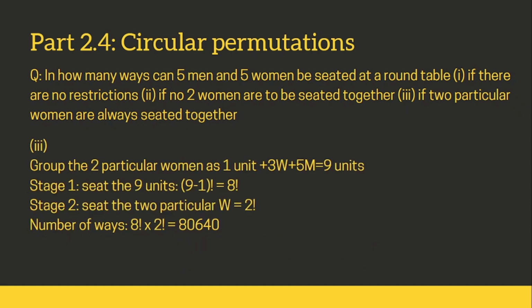Then in part 3, we want 2 women to always be seated together, and these 2 women are particular. So for this part, we try and group the 2 particular women as 1 unit, plus the 3 remaining women and the 5 men. So there will be 9 units in total. We arrange the 9 units, so we get 8 factorial. Stage 2 is we seat the 2 particular women, so 2 factorial. So in this case, the number of ways is just 8 factorial times 2 factorial, which will be 80,640.